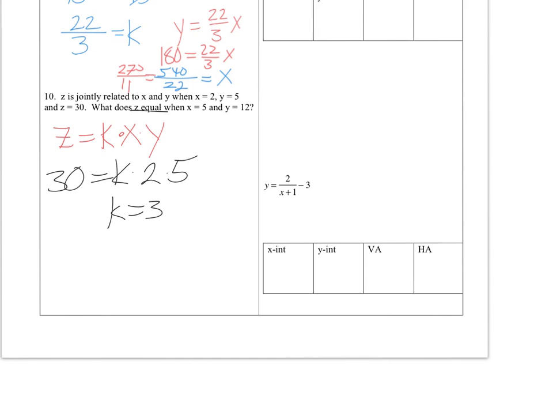What does z equal when x equals 5 and y equals 10? So z is equal to 3 times 5 times 12. z is equal to 180.